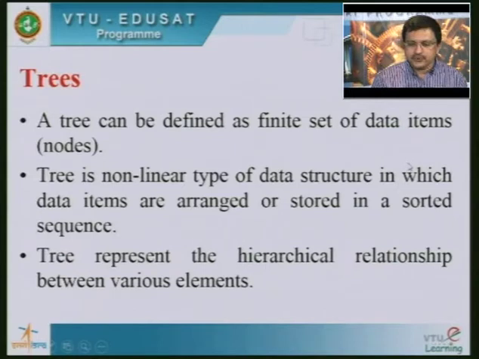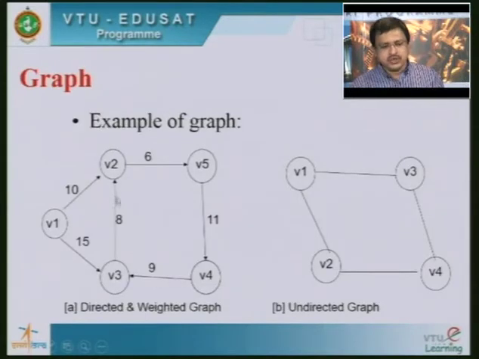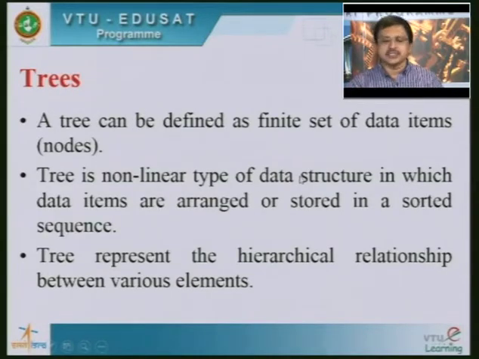Trees can be defined as a finite set of data items. If you look at this, you have several paths like this. Starting from V1, you can go to V2, V4, V3, V1. So in trees, what happens is you cannot get any such cycles.